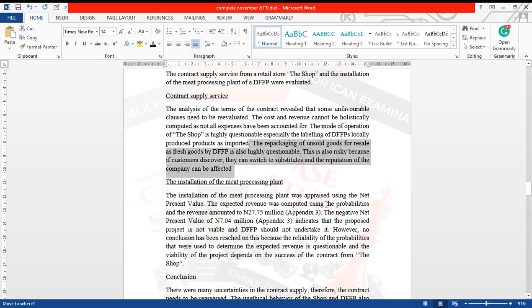Now, DFFP, on the other hand, our own client, is not without sin in that sense. They're also not ethical. Just as the shop is packaging in Nigeria and saying made in India, made in Ghana, made in US, made in England, DFFP too is packaging unsold goods and selling them as fresh. They're telling people, buy your fresh eggs here, buy your fresh meat here, meat that has lasted a month, eggs that were made a week or two weeks before. We are calling it fresh. So all these things are questionable.